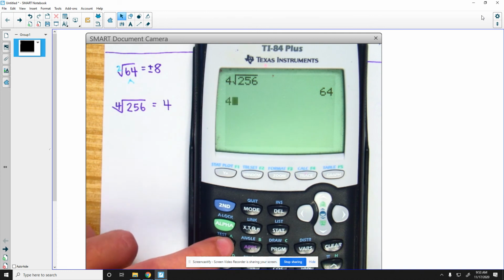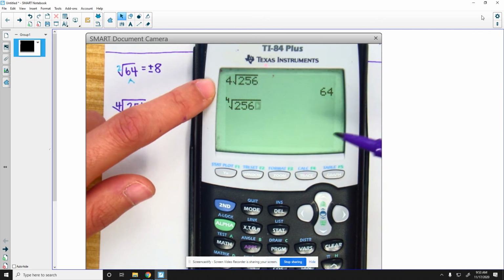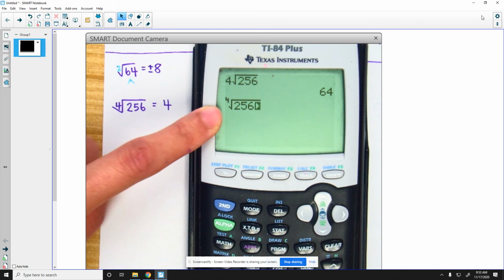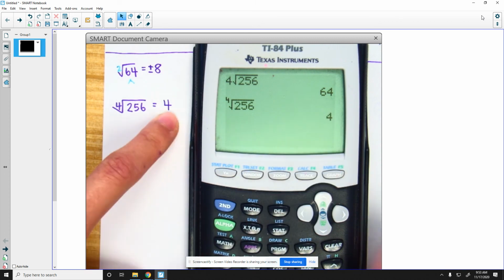Whereas if you had 4, math, fifth option, 256. You see what the difference is? Like this 4 is teeny tiny, this 4 is big. So that's how you know you did it wrong. So you have to know how to type it in. Your answer is 4. Okay, well, here's the thing.